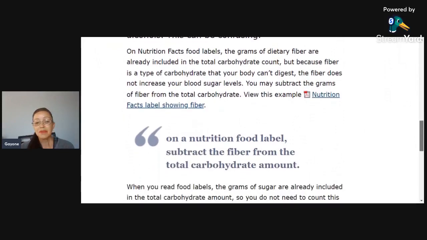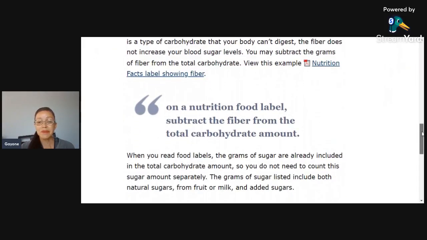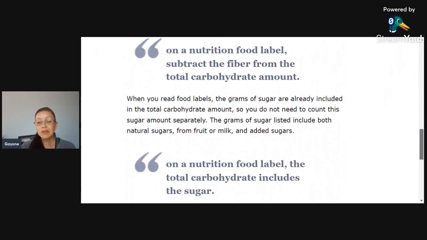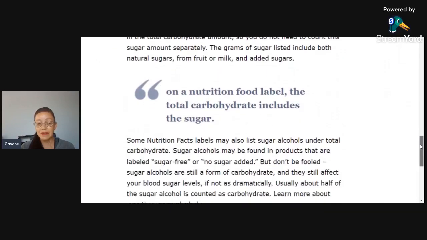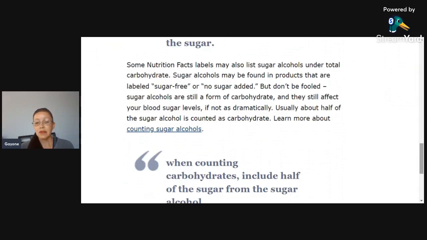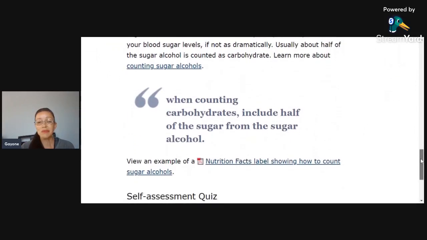Okay, so let's just do some quick pointers here on the nutrition food label. Subtract the fiber from the total carbohydrates, we mentioned that before. On the nutrition food label, the total carbohydrates includes the sugar. Yes, it does. So some nutrition fact labels may also list sugar alcohols under total carbohydrate. Sugar alcohols may be found in products that are labeled sugar-free or no sugar added, but don't be fooled. Sugar alcohols are still a form of carbohydrates, and they still affect your blood sugar levels. So keep that in mind. Remember, when you're looking at the labels, look at the carbohydrates, because the carbohydrates include the fibers and the sugars. When counting carbohydrates, include half of the sugar from the sugar alcohol.